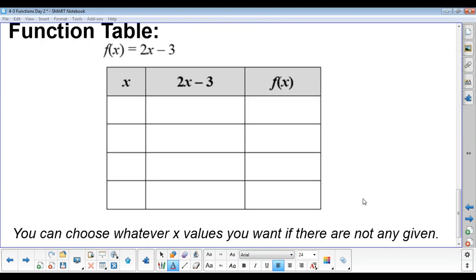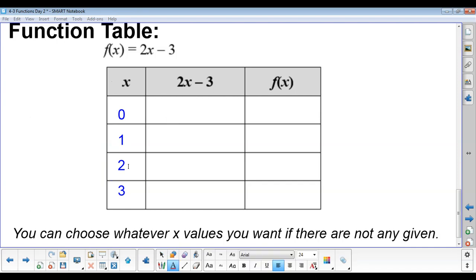Function tables we actually did cover last week as well, so this should be a little bit of review. Remember, we can choose whatever x values we want if there aren't any given. And last week we said we liked to go with easy ones like 0, 1, 2, and 3. So that's what I'm going to go with today. You're welcome to choose your own when you do these by yourselves.